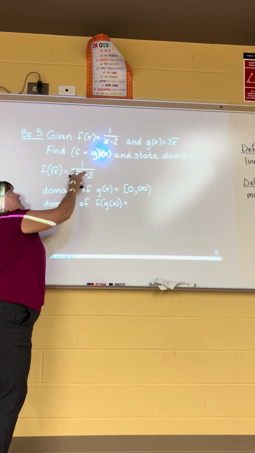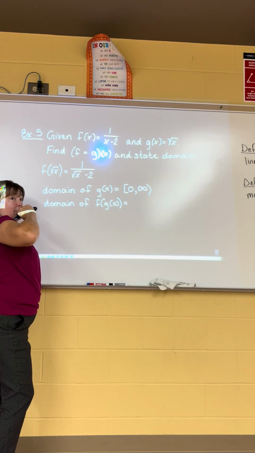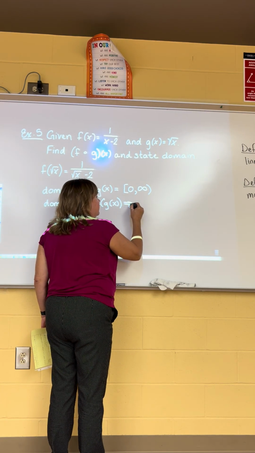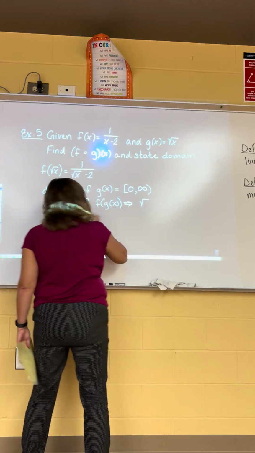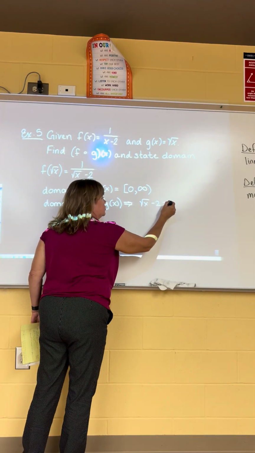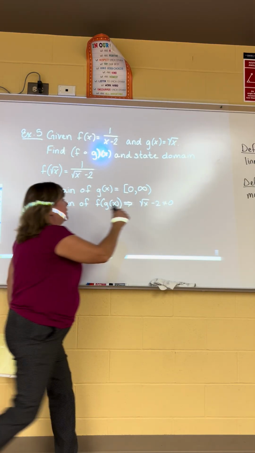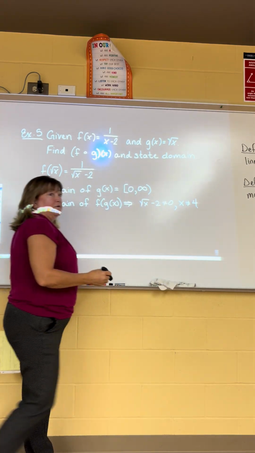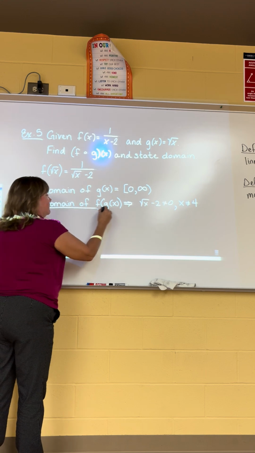What is the domain of this? What about this denominator? It can't be 0. So, in fact, I'm not going to use equal signs, I'm going to use an arrow. So the square root of x minus 2 can't equal 0. So x cannot equal 4. So now what's the whole domain for the domain of f of g of x?